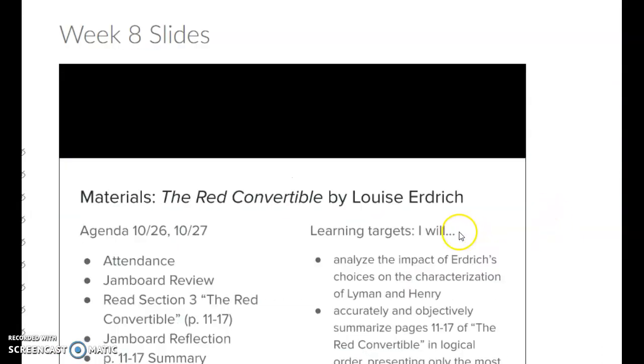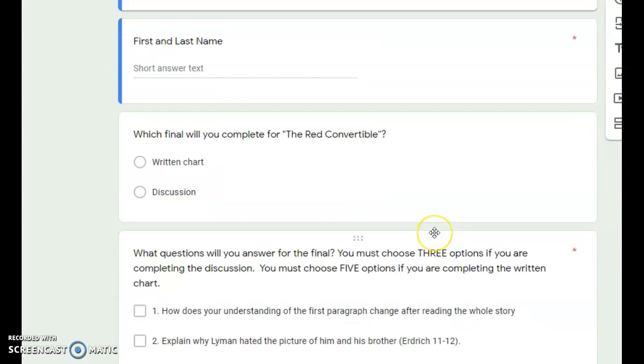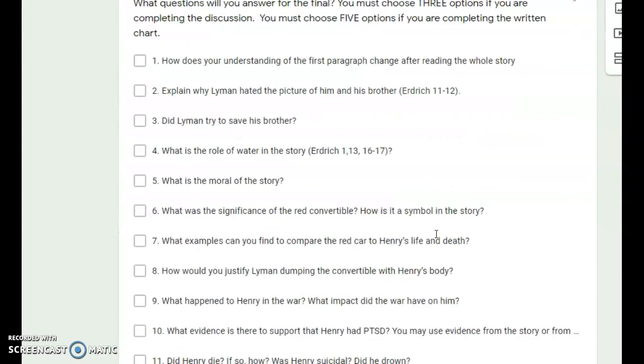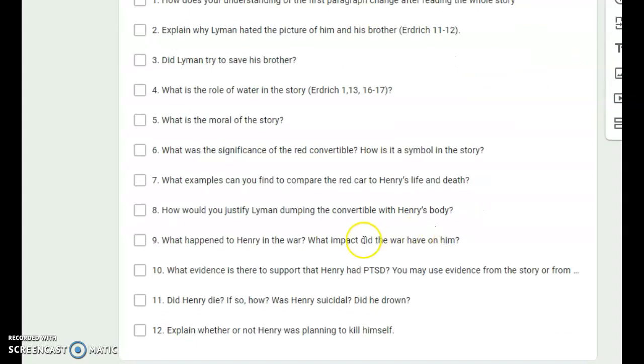Finally, in your week 8 slides before you leave today, I want to know which of the final options you are doing. So please complete the exit ticket. You'll find that in the final slide of the week 8 slides. It just asks what final you want to complete for The Red Convertible, the written chart, or the discussion. And then it asks which questions you plan to answer for the final. That way Mrs. Cassell and I can plan.